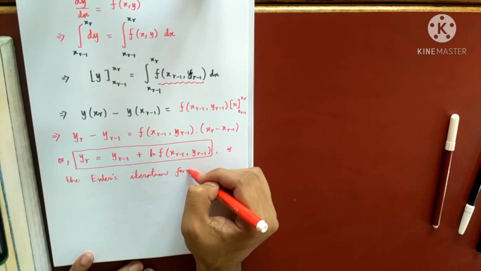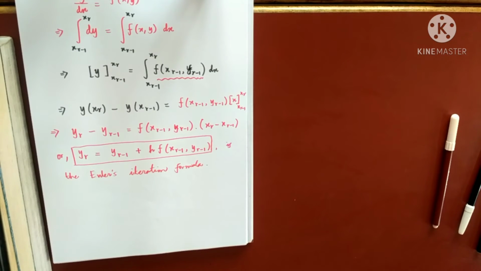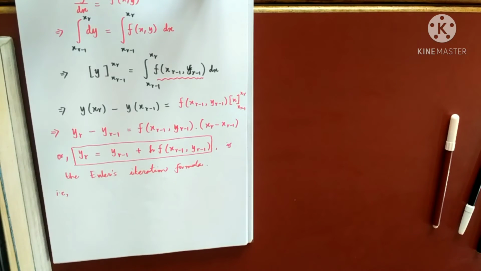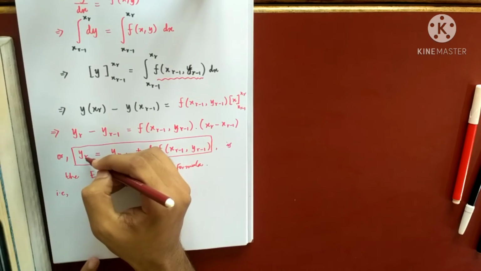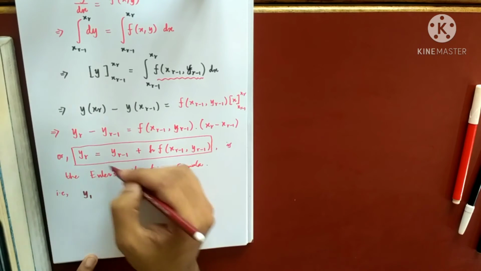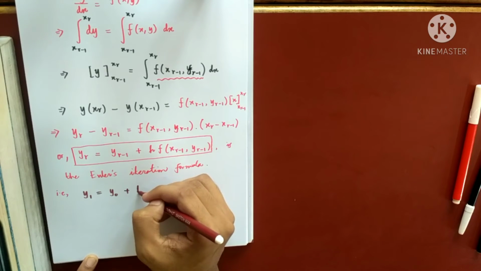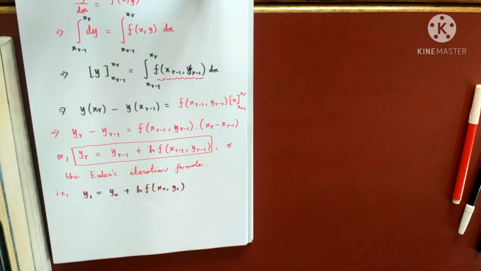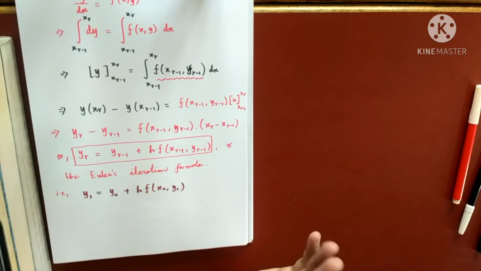Now how to use this formula I will tell you. Here we have to remember the iteration formula again, as we have remembered so many things. If you see here, I'll start with r equals to 1. So what is y1 from this formula? y1 is y0 plus h f of x0, y0. This is the first iteration. y0 is known, x0 is known, given in the question.